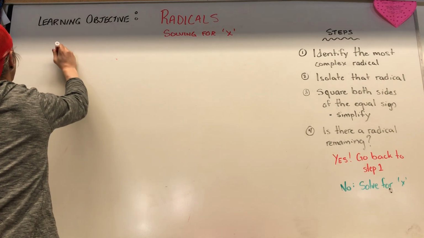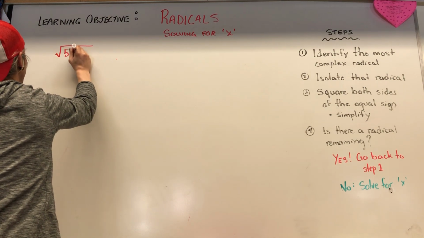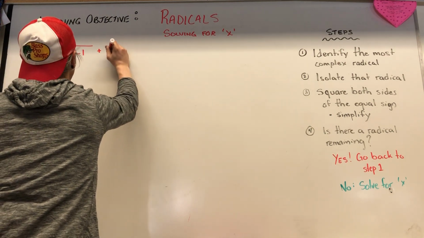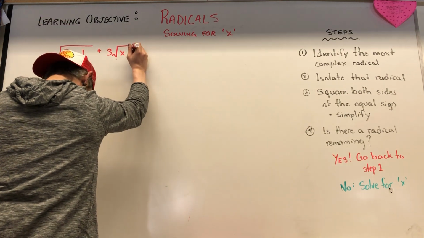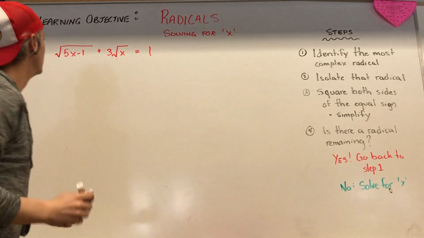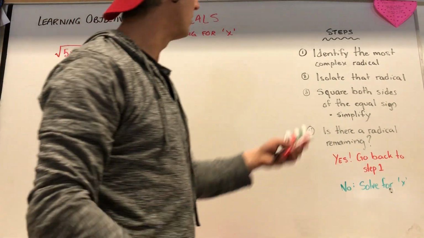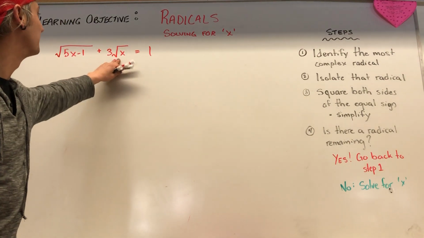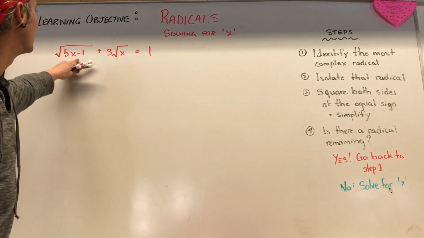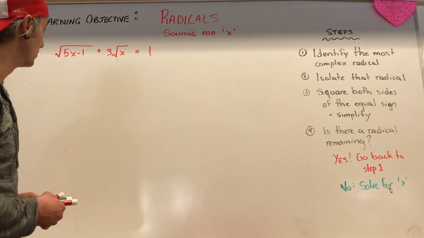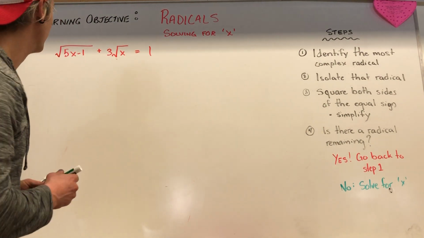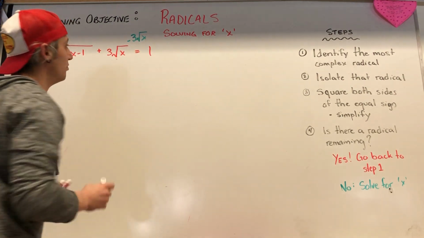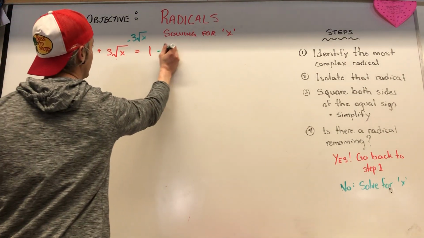the square root of 5x minus 1 plus 3 root x is equal to 1. So I go through my steps. First step, identify the most complex radical. I would say that this is a little more complex than this one. This one just has more, it's a binomial within that radical. So I'm going to go with that one. I'm going to isolate that radical. And to do that, I can actually just subtract an entire 3 root x from both sides. And when I do that, I get this.